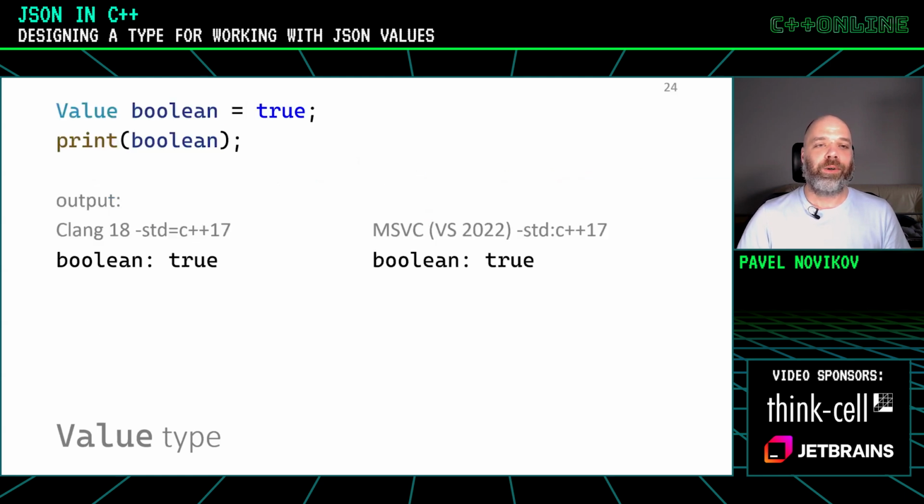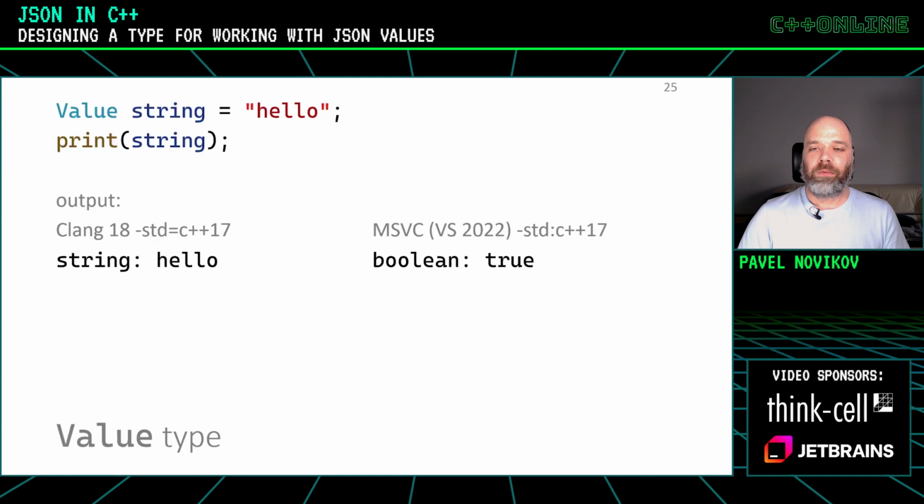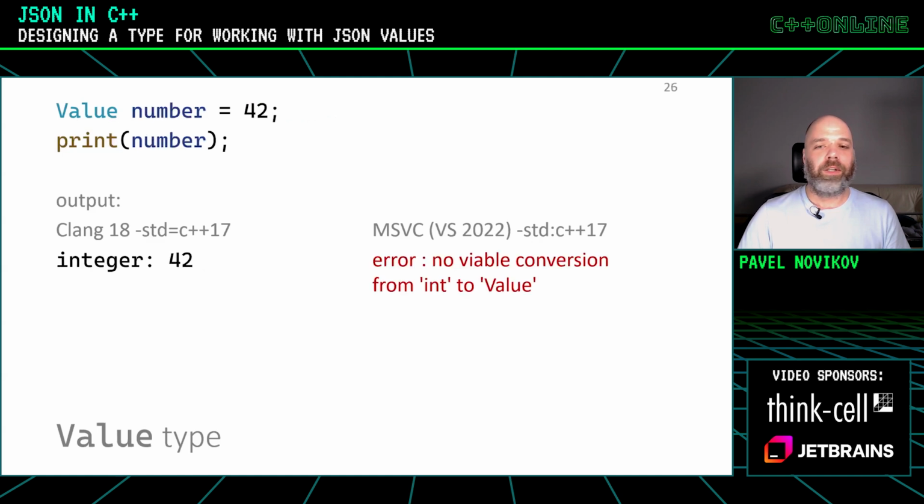So let's try the code that we have to this point with decently recent compilers, in this case Clang and MSVC from Visual Studio 2022. And for Boolean, for the program that you can see at the top of the slide, the output can be Boolean true. Okay. For string, we have output string hello Boolean true. Wait, Boolean true? Huh. And for numbers, MSVC refuses to compile with error.